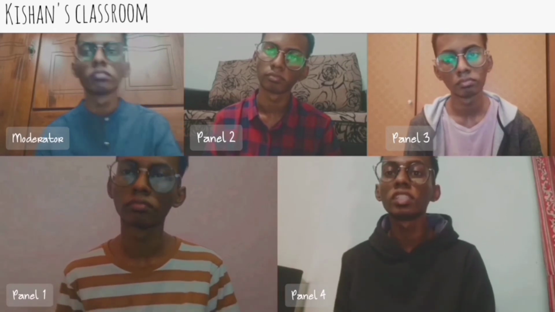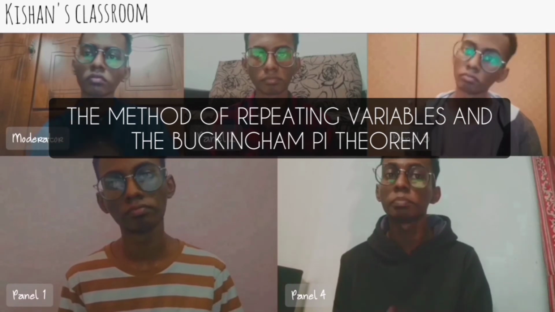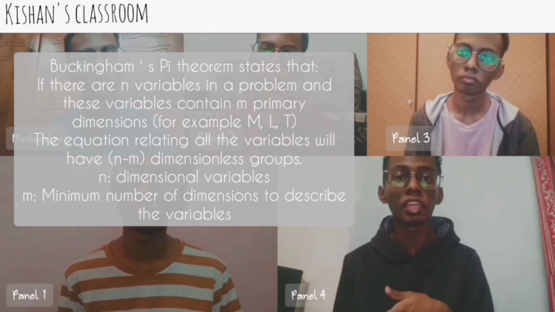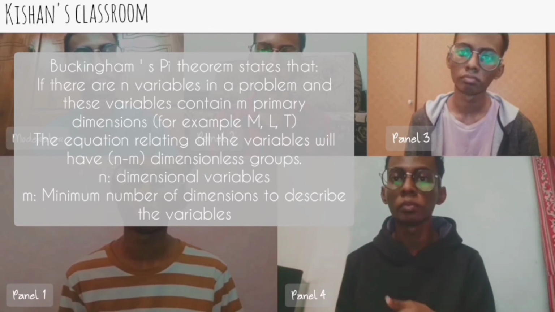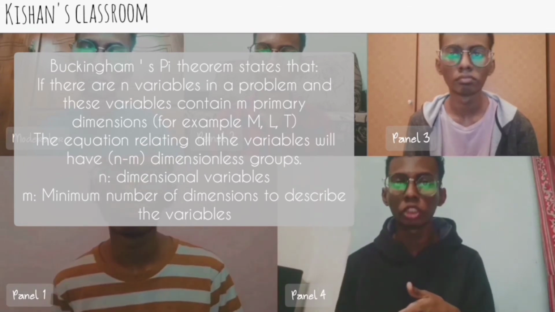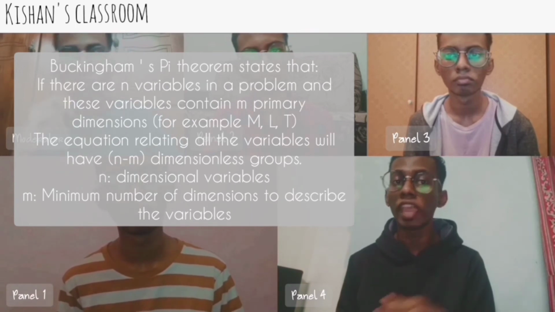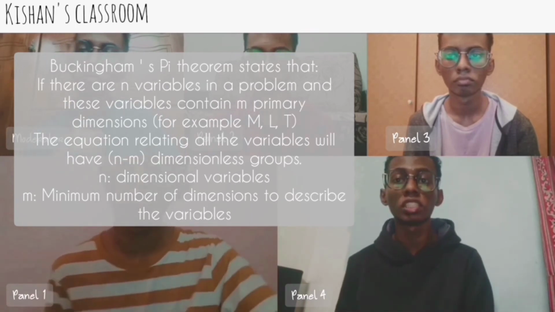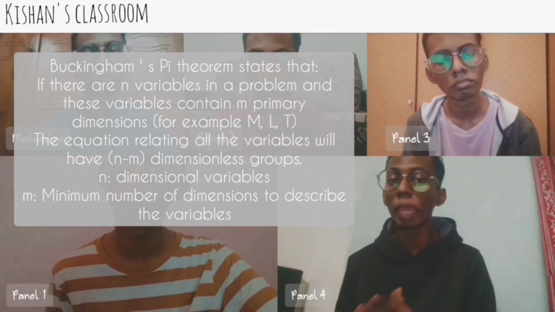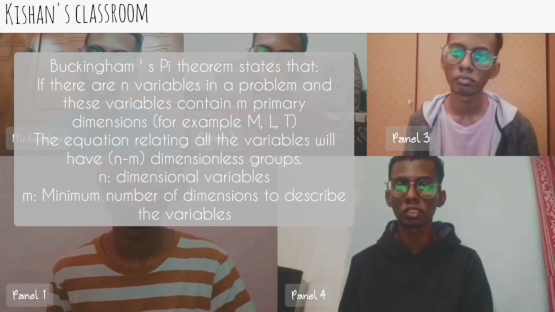So the next topic that we're going to study is the method of repeating variables and Buckingham's pi theorem. Buckingham's pi theorem states that if there are n variables in a problem and these variables contain m primary dimensions, the equation relating all the variables will have n minus m, which is k, dimensionless groups. So n is the number of dimensional variables and m is the minimum number of dimensions needed to describe the variables.